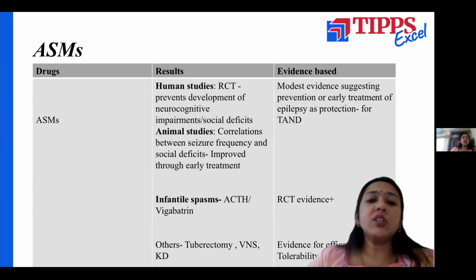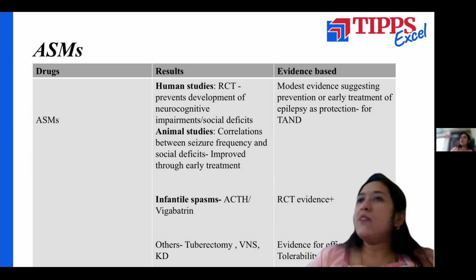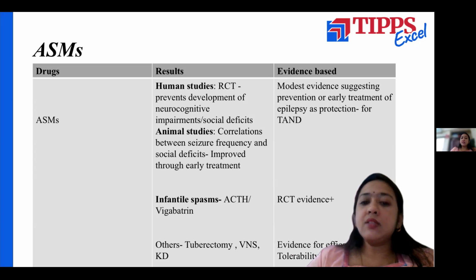Now coming to the neurological aspect, that is the anti-seizure medication. Human studies, RCTs, have proved that when the child has very good seizure control, that itself improves the neurocognitive profile and social deficits. We have also seen in practice that children who have very good seizure control are amenable to therapy and to other pharmacological agents, and they show very good response. Animal studies have also shown some correlation between controlling the seizures and bringing cognitive improvement in these children.